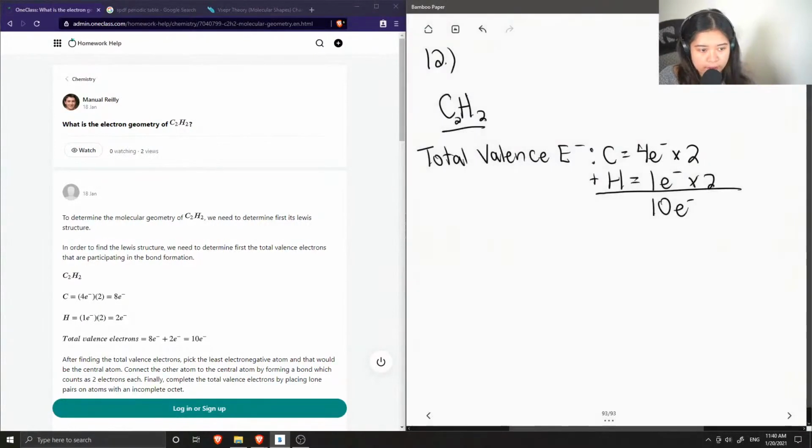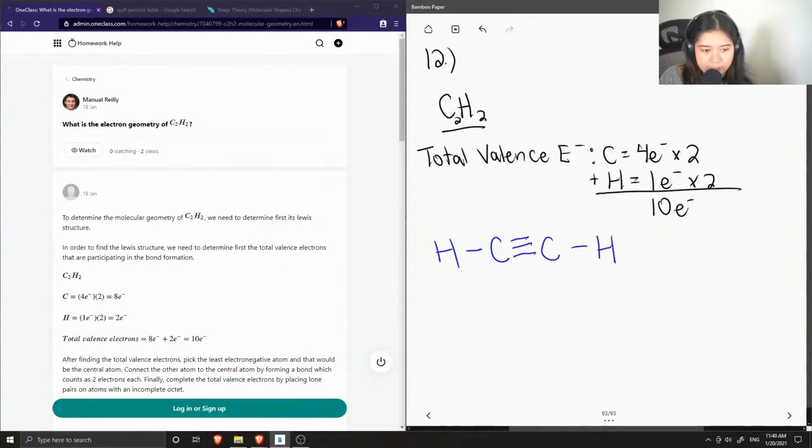So now let's draw our 2 carbon atoms bonded together, and then each of these carbons will contain 1 single bonded hydrogen. So now if we look at our carbon atoms, you'll see that they don't have a full octet yet. So we know that these 2 carbon atoms will be triple bonded.